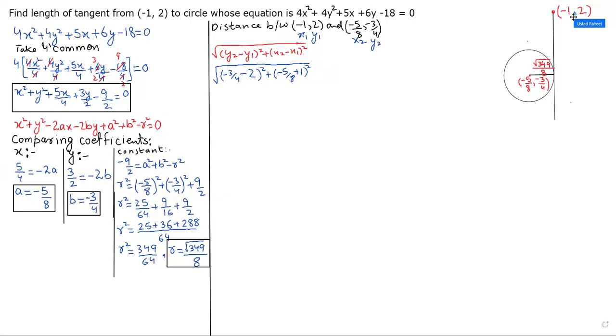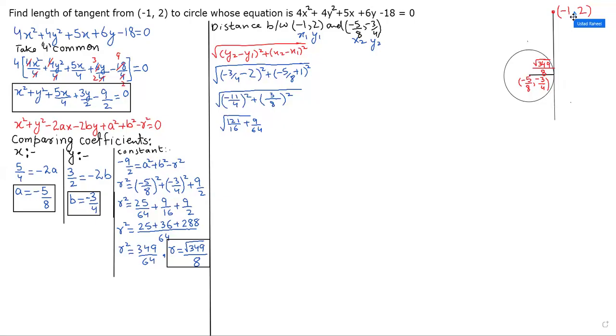Okay, now I'm going to take the LCM. When I simplify the first one, it is going to be minus 11 over 4 whole square, plus, when I simplify the second one, it is going to be 3 over 8 whole square. Simplifying it further, this will become 121 over 16 plus 9 over 64.